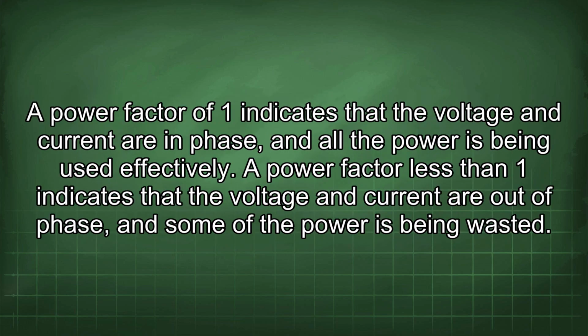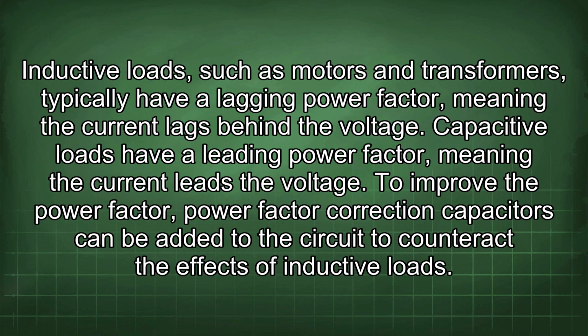A power factor of 1 indicates that the voltage and current are in phase and all the power is being used effectively. A power factor less than 1 indicates that the voltage and current are out of phase and some of the power is being wasted. Inductive loads, such as motors and transformers, typically have a lagging power factor, meaning the current lags behind the voltage. Capacitive loads have a leading power factor, meaning the current leads the voltage.